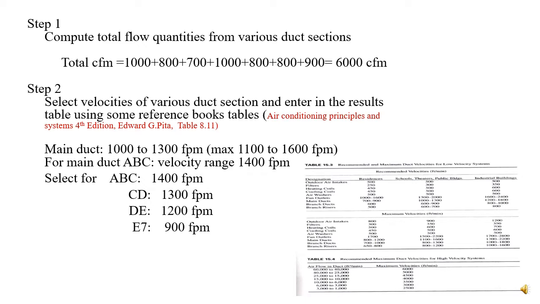And we should also see what is the maximum velocities for the branch duct. In this case, for public buildings, for branch duct, the range is between 800 and 1,300. That means the lowest velocity at the end of your duct is minimum 800 feet per minute. The velocity cannot be lower than 800.